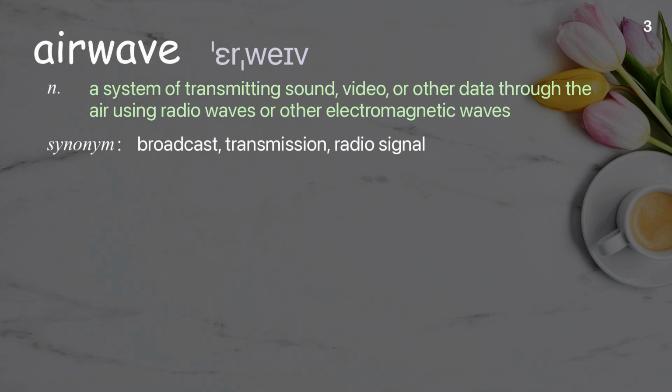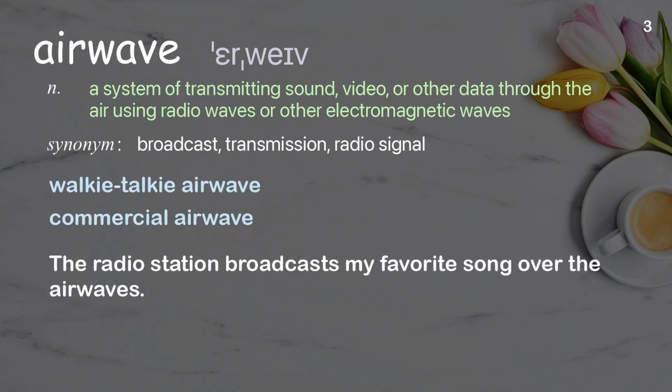Airwave. A system of transmitting sound, video, or other data through the air using radio waves or other electromagnetic waves. Examples: Walkie-talkie airwave. Commercial airwave. The radio station broadcasts my favorite song over the airwaves.